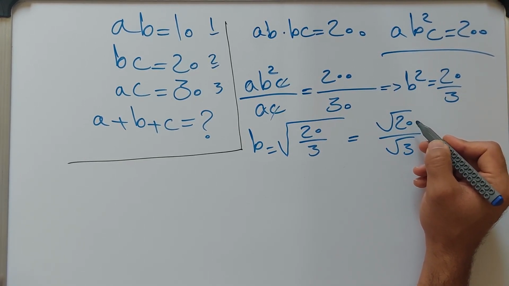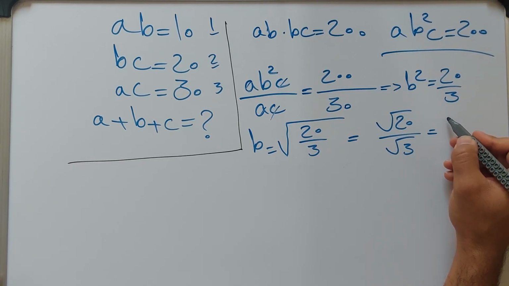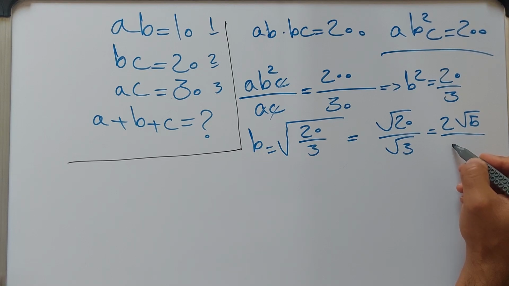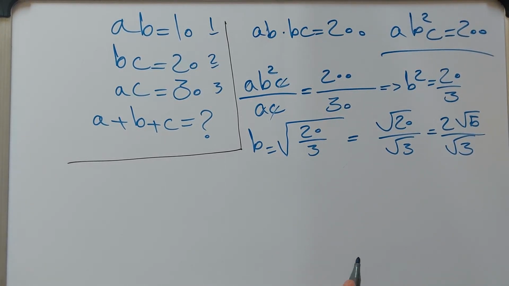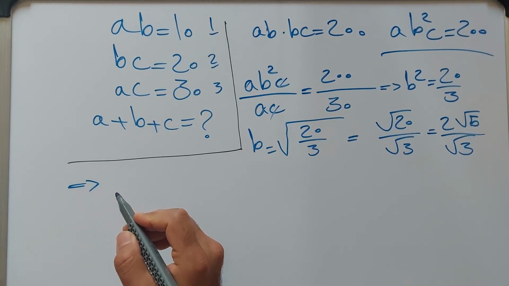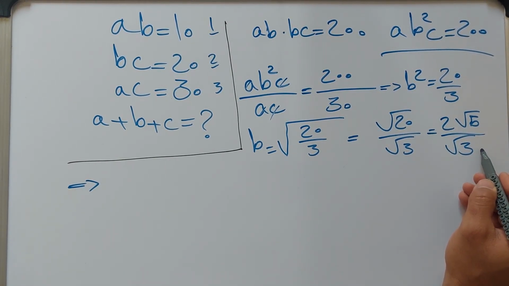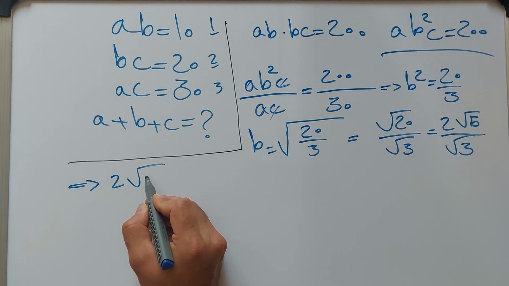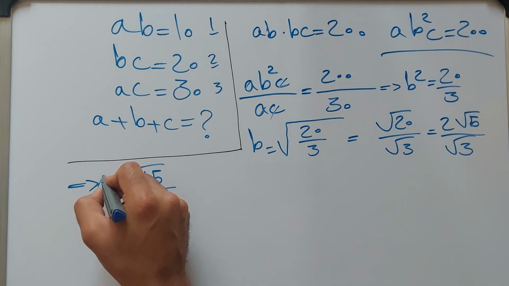We can simplify this fraction: square root of 20 over square root of 3. So 20 is 5 times 4, right? So in other words, it is 2 square root of 5 over square root of 3. Let's simplify this fraction further. So B equals, let's multiply by square root of 3, both upper part and lower part. So 2 square root of 15 over 3. So this is our B value.